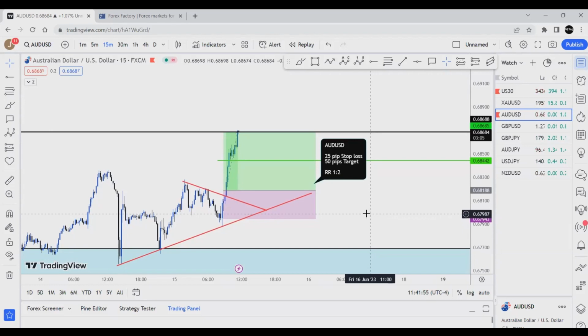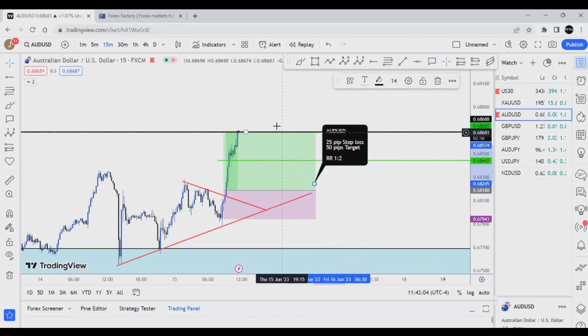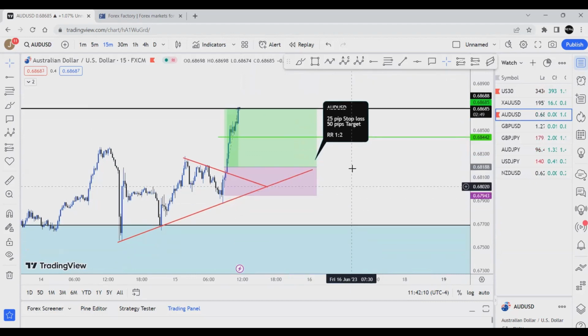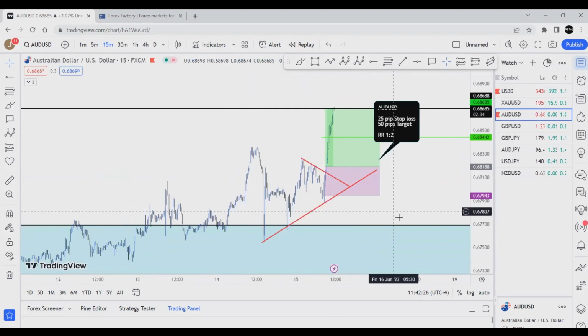So if we take a look over here, the first one was US30, but let's start off with AUSD. As you see, I have AUSD right here. We have a 25 pip target, 24.5, and a 50 pip TP, 49.7, so 1 to 2 risk to reward. This green line is the 1-to-1 area, 25 pip. If my team wanted to take partials, they could at least take it there, but we held the whole thing up here to 50. So let's have a breakdown of this.